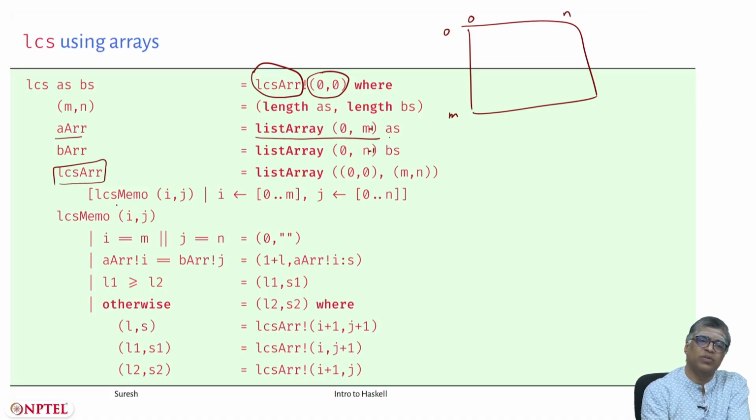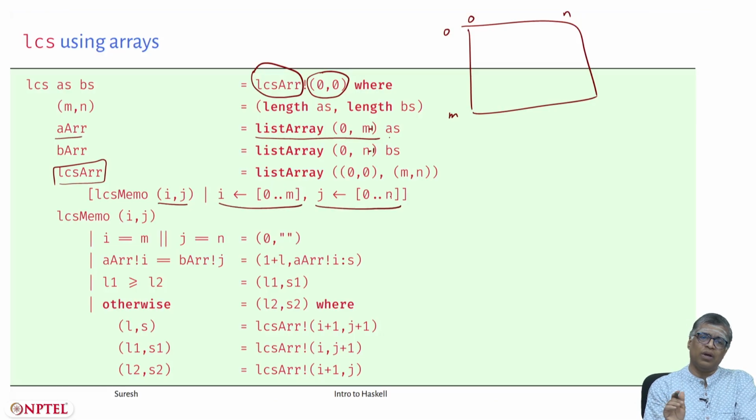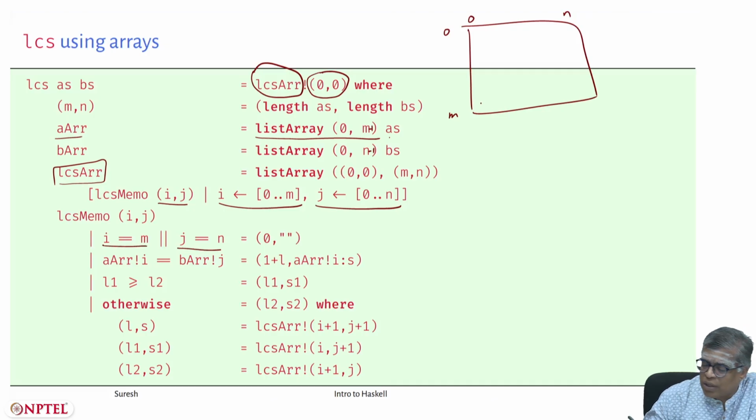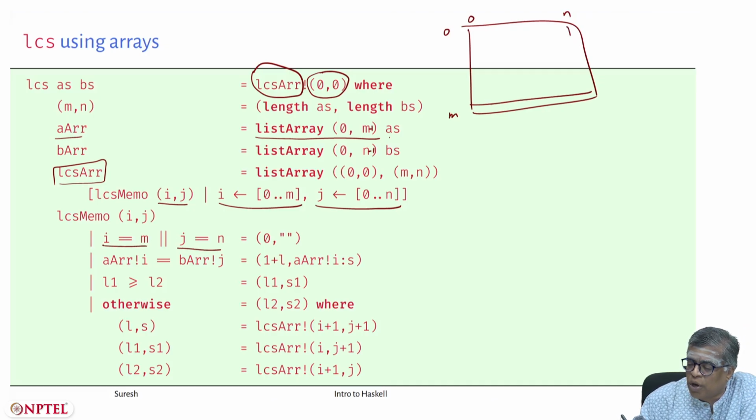LCS array, which is the main thing that we want to define, is nothing but this function called LCS memo, which I am just calling it. Instead of calling it f, I am calling it LCS memo, because I am memoizing. As soon as I compute, I am storing it in the array of i comma j, where i comes from 0 to m, j comes from 0 to n. And what is LCS memo of i j? If i is equal to m or j is equal to n, this is the bottommost row and rightmost column, I just need to store 0 comma empty string. 0 is the length of the longest common subsequence, empty string is the longest common subsequence. If A array at i, I want to in general compute some element here.